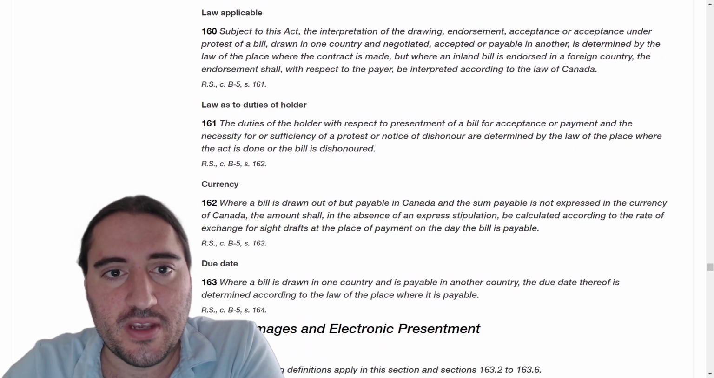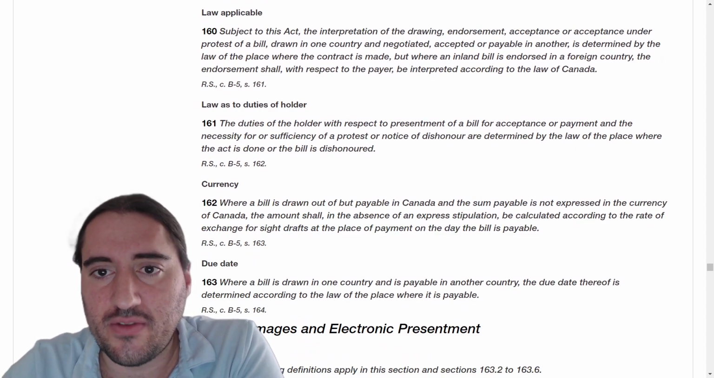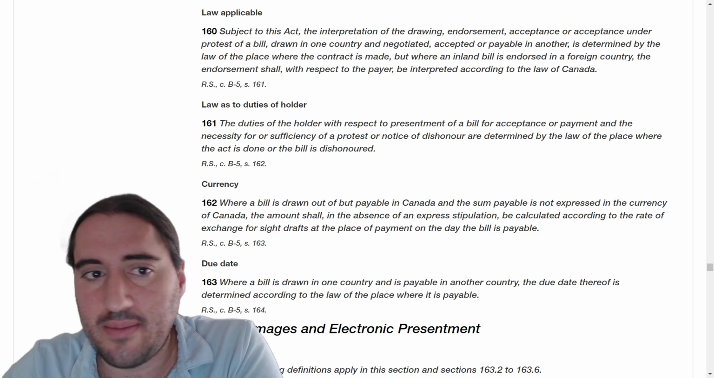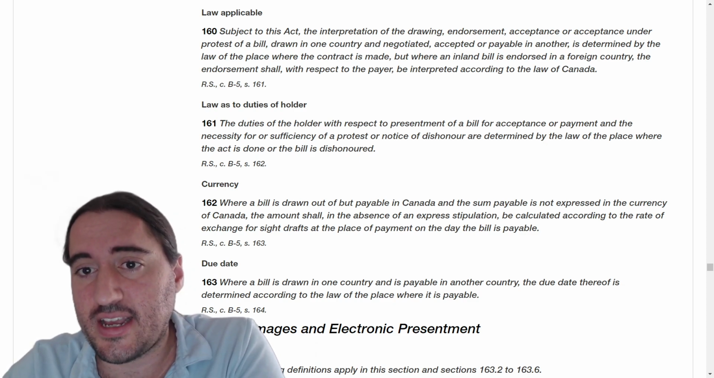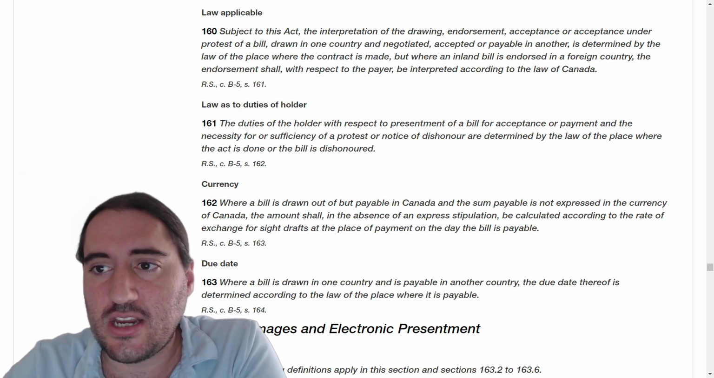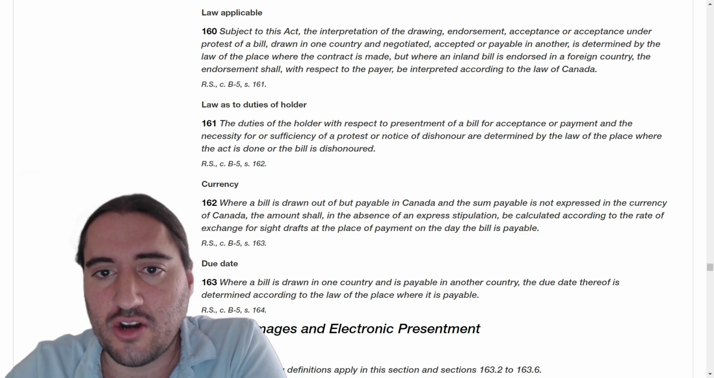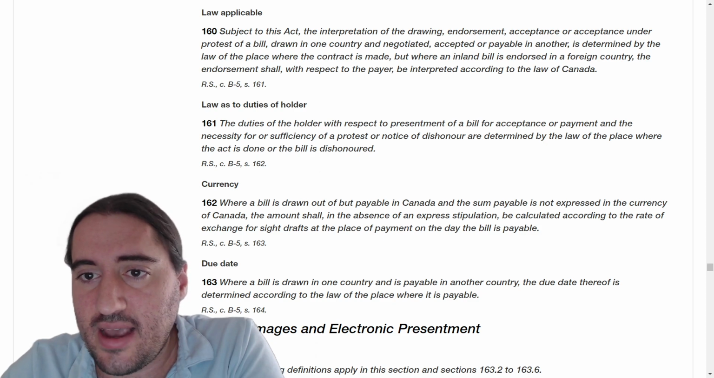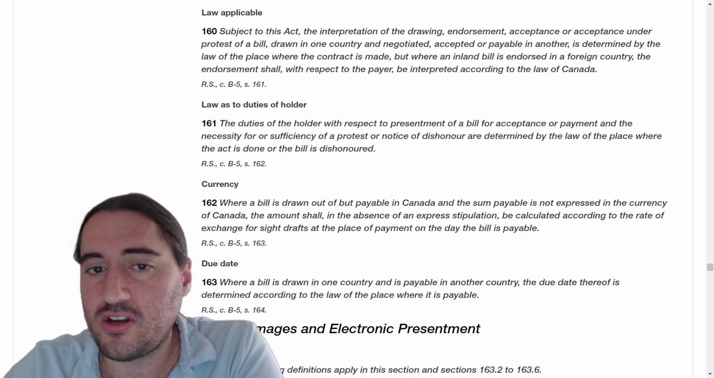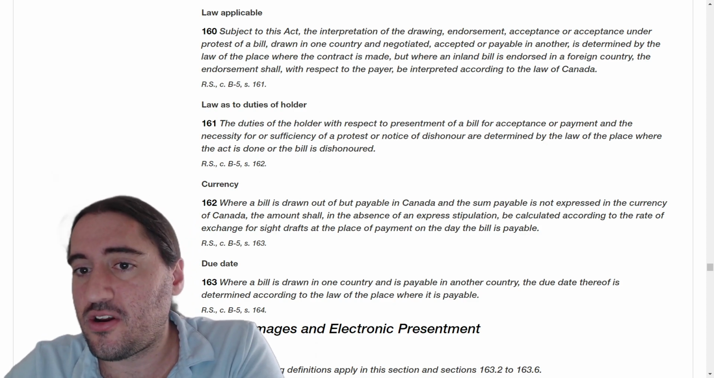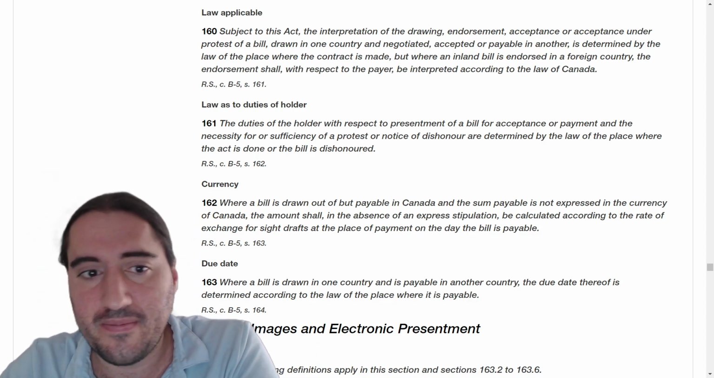Law applicable. Subject to this act, the interpretation of the drawing, endorsement, acceptance, or acceptance under protest of a bill drawn in one country and negotiated, accepted, or payable in another is determined by the law of the place where the contract is made. But where an inland bill is endorsed in a foreign country, the endorsement shall, with respect to the payer, be interpreted according to the law of Canada.